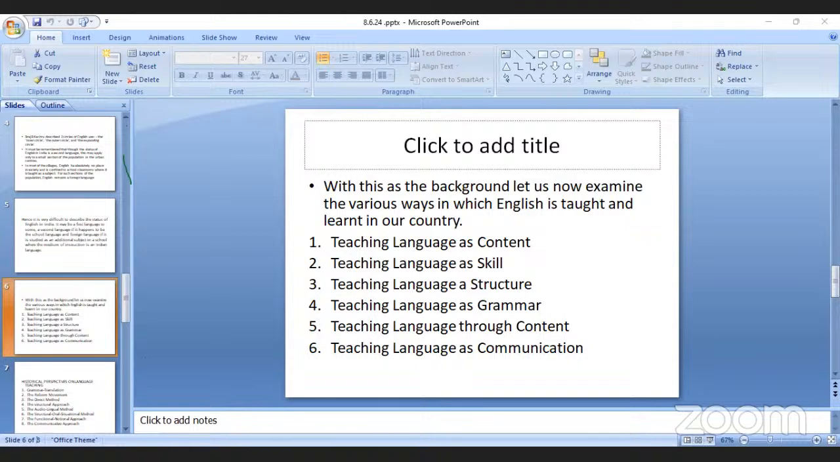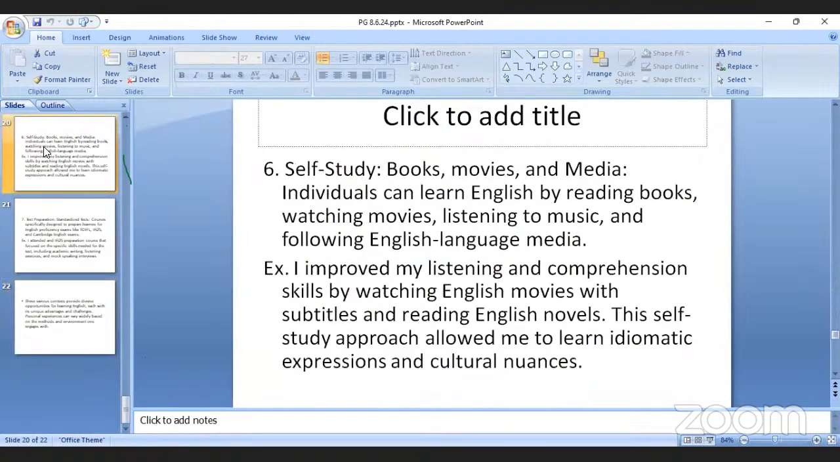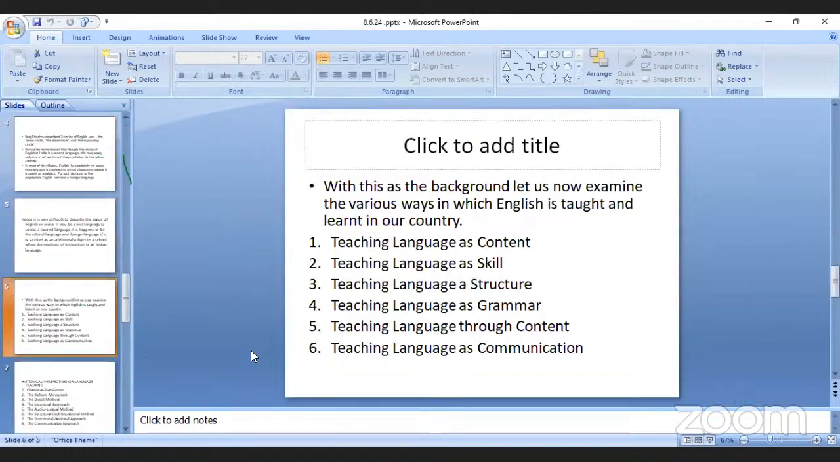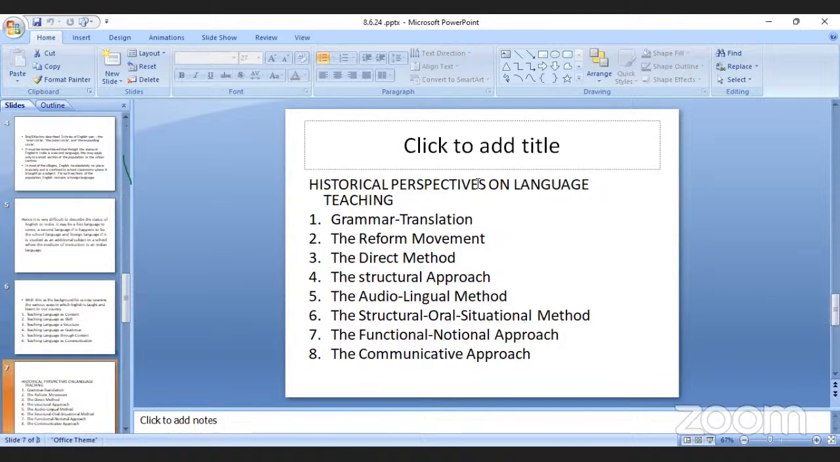Yeah, that's one question, guys. And the second question: the first question you understood, right? Various ways in teaching English, you have these six. And then the second question is historical perspectives on the language teaching. So historical perspectives, you have 8 perspectives, guys: grammar translation method, the reform method, the direct method, the structural approach, the audio-lingual method, the structural oral situational method, the functional notional approach, and the communicative approach. This is the second question that you have.